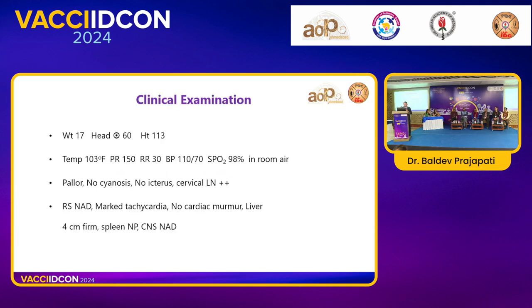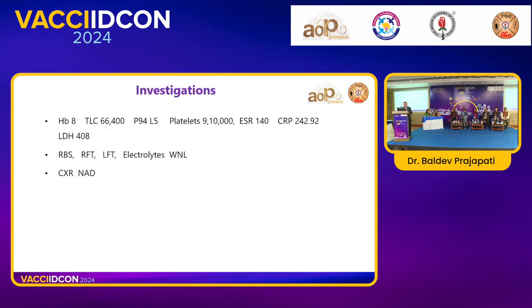Now, if I go further, on examination, you can see the weight and height are not much affected, but febrile, tachycardia, blood pressure maintained, saturation maintained, pallor, no jaundice, cervical lymphadenopathy, marked tachycardia but no murmur, liver 4 centimeters, spleen not palpable, and CNS was normal. Investigations: the count is 66,400 with polymorphs 94, platelets almost 10 lakhs, ESR 140 and CRP more than 250, around 240. LDH raised, but sugar, renal functions, liver functions, electrolytes normal, chest x-ray was normal.